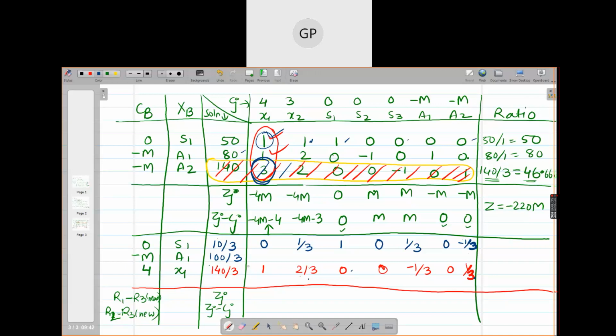Next 1 minus 1, this 0. 1 minus this 1 is 0. Next 2 minus 2 by 3, 4 by 3. I'm very good at calculations compared to you girls.